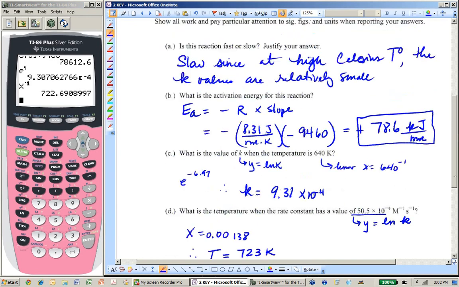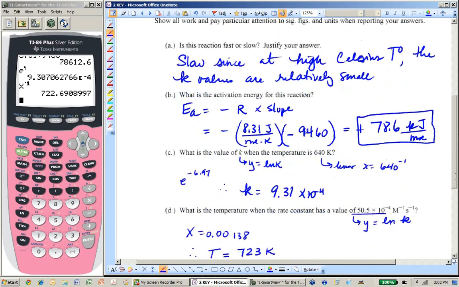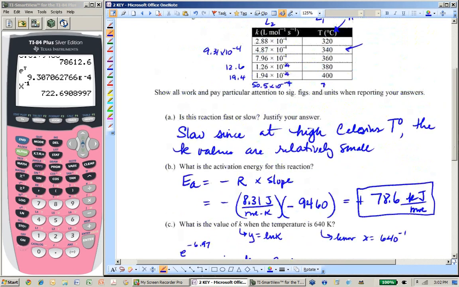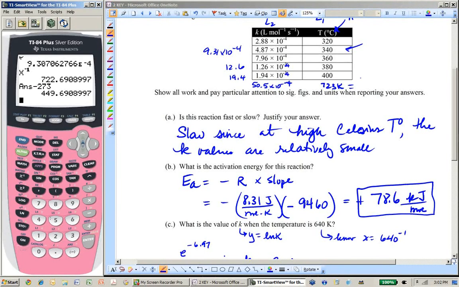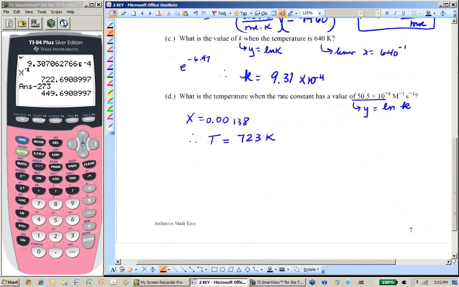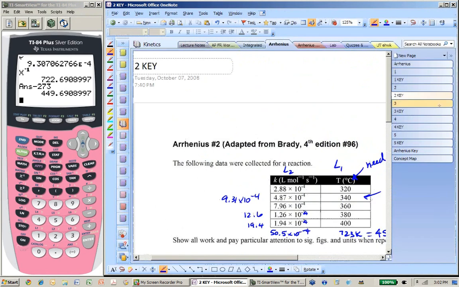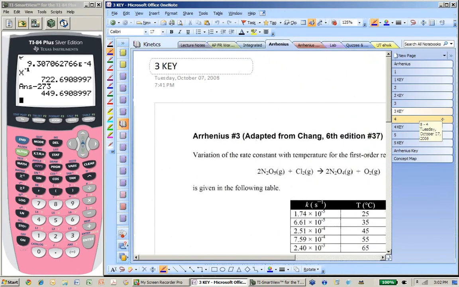Does that make sense? 50.5 times 10 to the minus 4 is way outside our range. That's why we had to zoom out. And that comes out to be 723 Kelvin minus 273, 450, which looks even better in the table, degrees Celsius. So going back and looking at the table and using that technique is going to keep you out of some trouble. All right, so we've got 2 down. Onward to number 3.